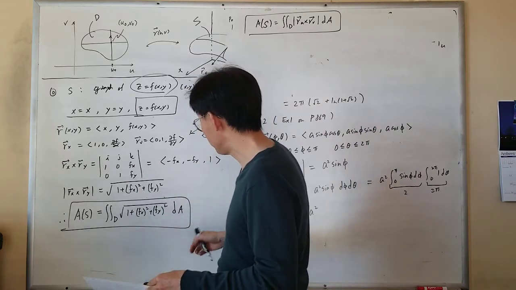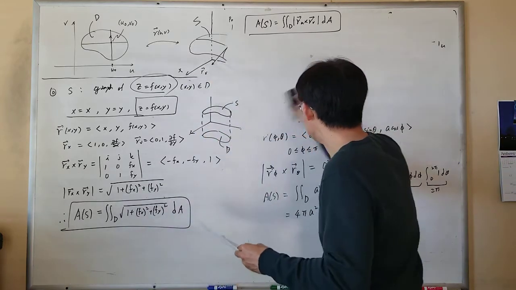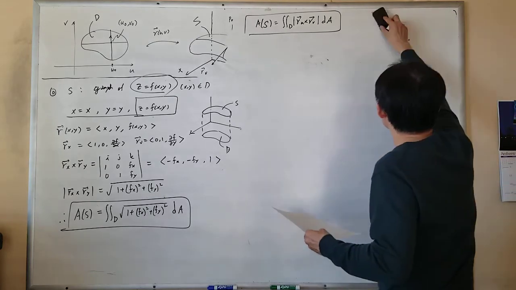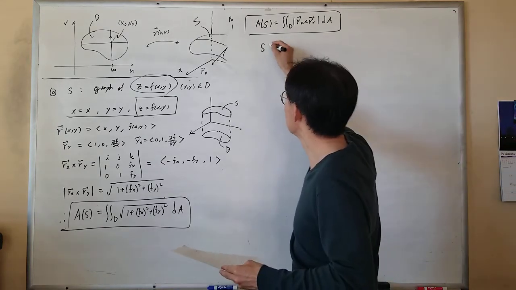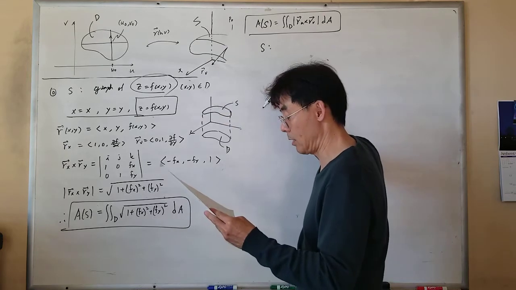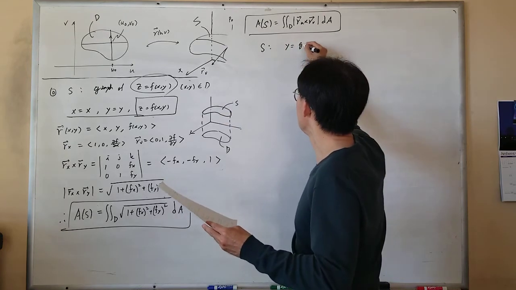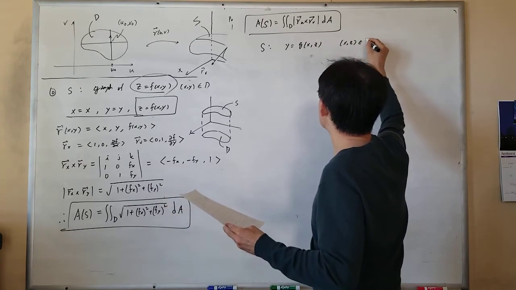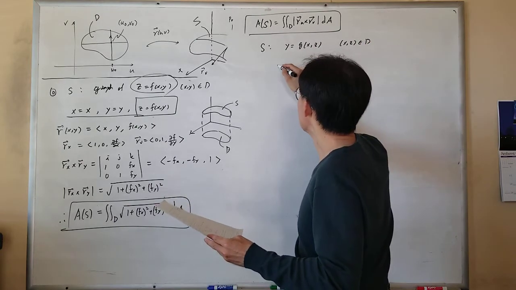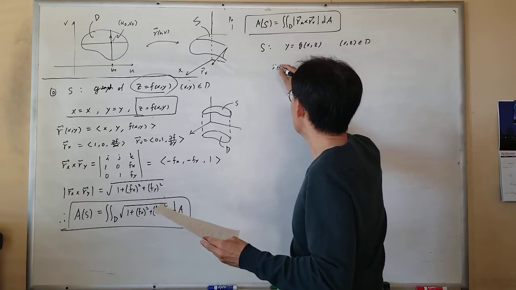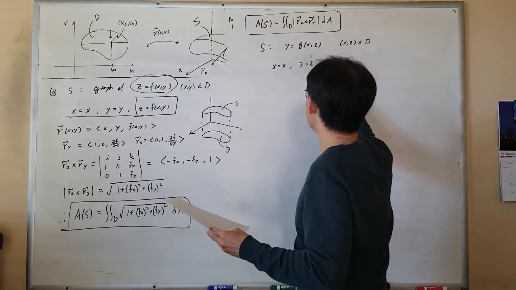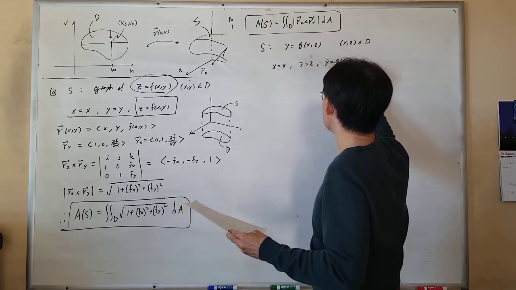Now, if your surface is not given like this, let's say y equals g of x, z, then you can do the same thing. What do you do? x equals x, z equals z, and y equals g of x, z.